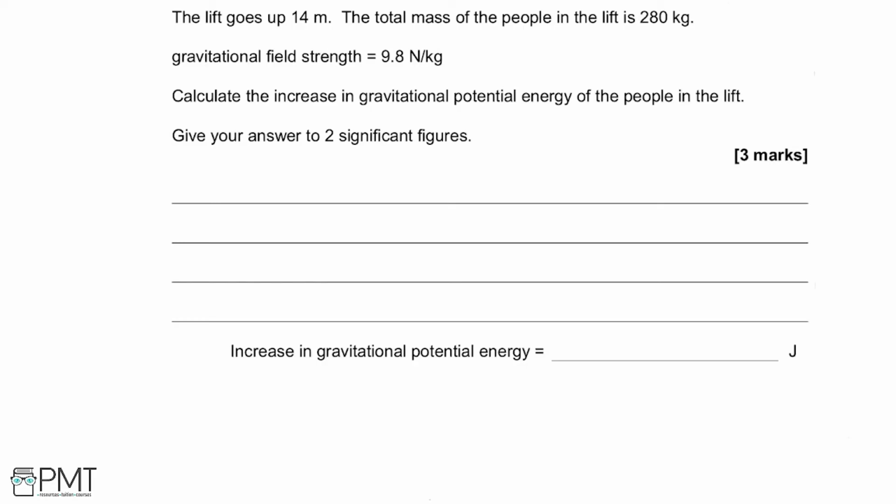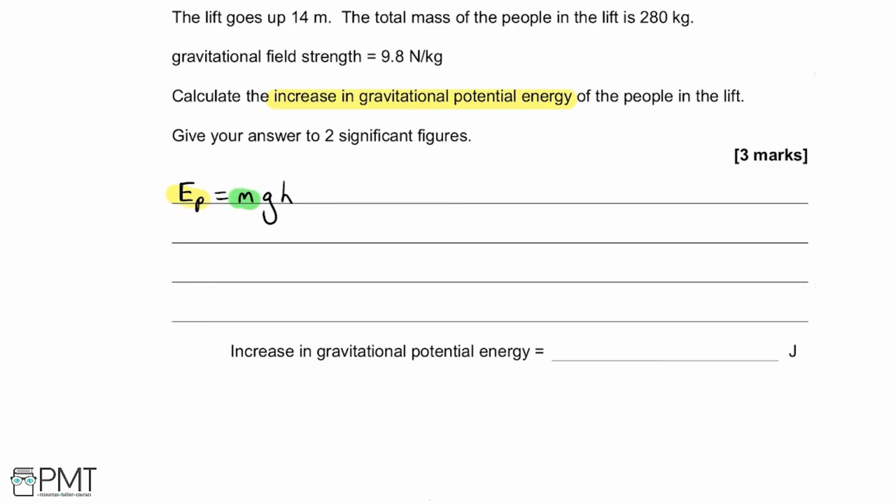So for this, we're going to use the equation that we just wrote down for the previous part, which was gravitational potential energy equals mass times gravitational field strength times height. So we just need to sub in the values. So first of all, we're finding the increase in gravitational potential energy. That's great. That's already at the start of the equation. And so we don't need to rearrange it.